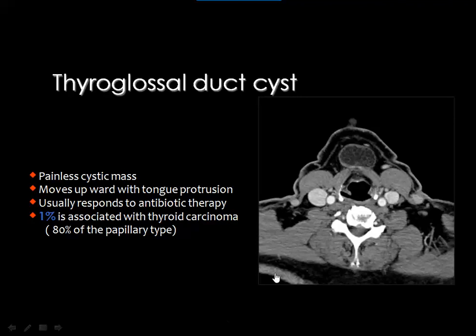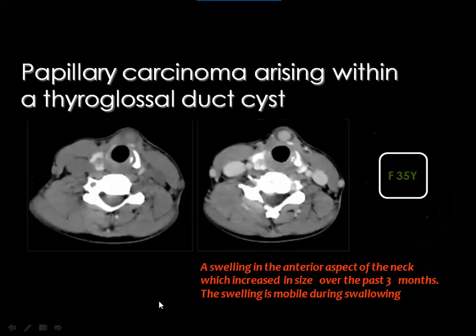Then this cyst, as I have mentioned, is painless, usually located in the midline. It moves up with tongue protrusion because of its intimate relation to the base of the tongue, and it may respond to antibiotic therapy, especially if it is infected. And you remember that 1% of the cysts are associated with thyroid carcinoma, usually the papillary type.